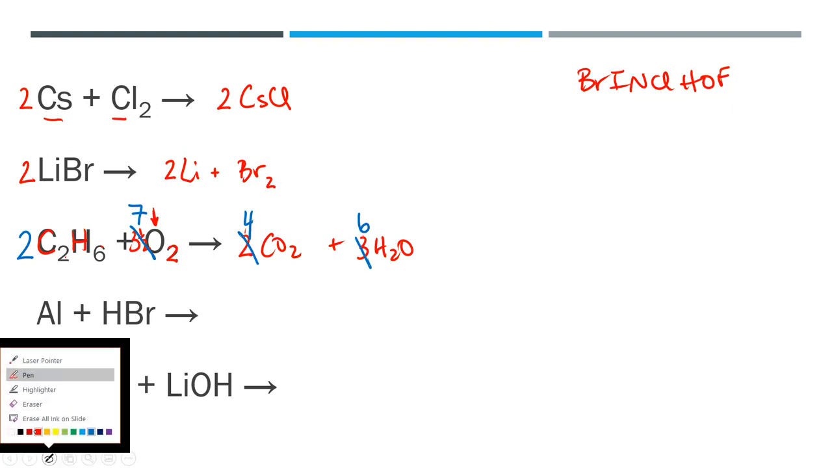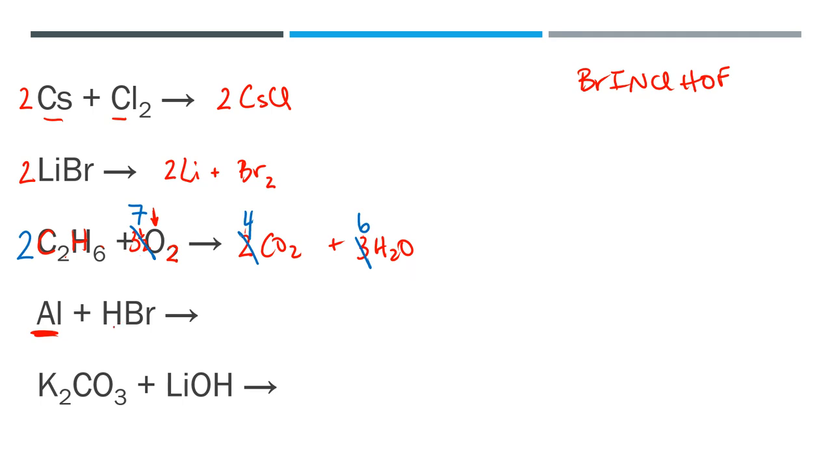All right, this next guy, I have a single element and a compound. Single element plus compound. We're going to have a single replacement reaction. These guys are going to trade places. So instead of aluminum by itself, we're going to have aluminum on bromine. And instead of hydrogen in bromine, we're going to have hydrogen by itself. All right, lots of things to think about.